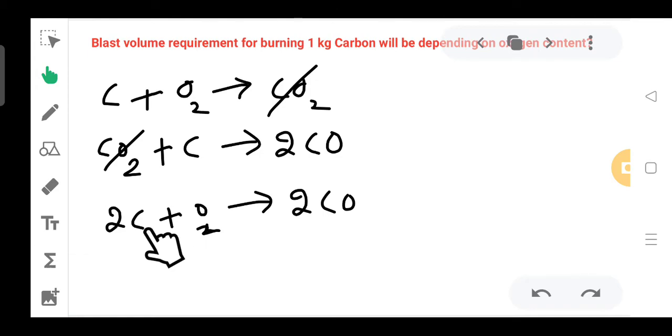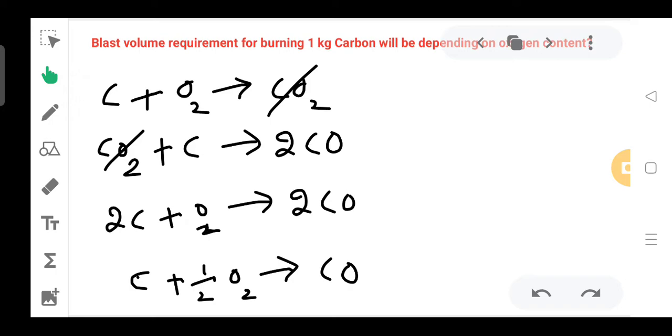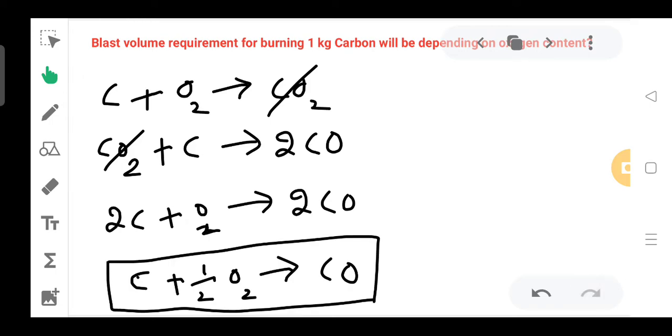If we calculate for 1 mole of carbon, for burning 1 mole of carbon, how many moles of oxygen are required to produce 1 mole of CO gas? If we divide by 2, we get 2 by 2 of carbon, which means 1 mole of carbon requires 1 by 2 moles of oxygen to produce 1 mole of CO. This is the final reaction. This is the main reaction in the blast furnace zone.